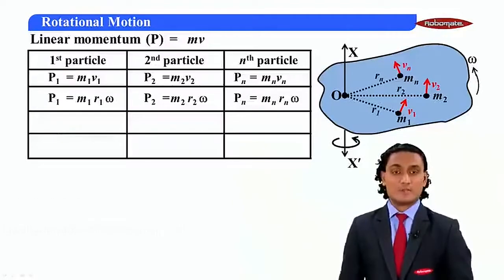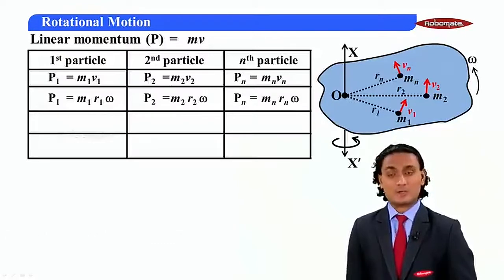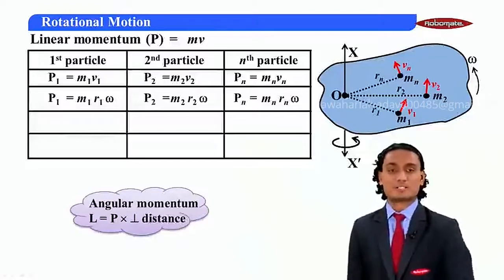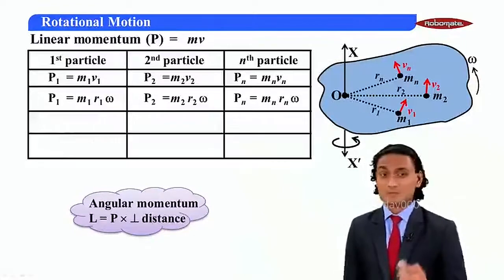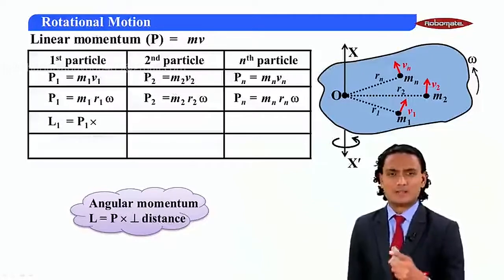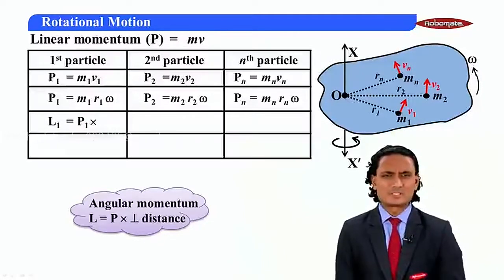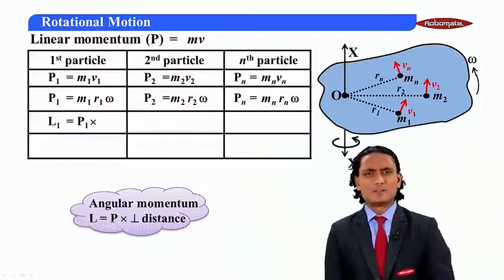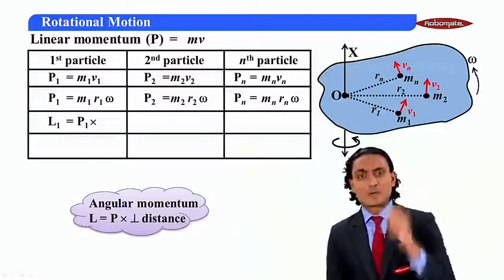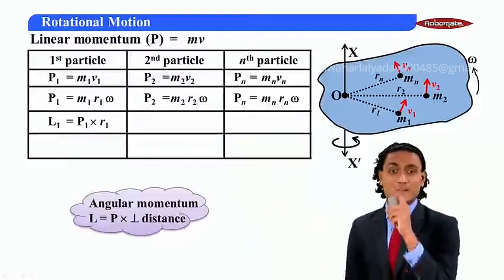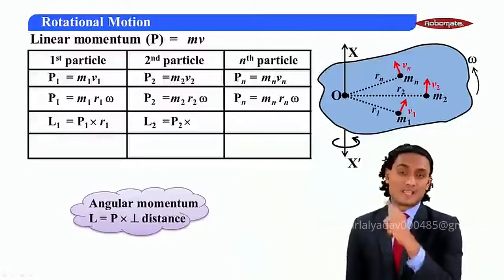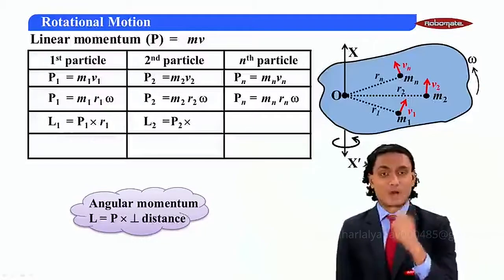Now students, we all know the formula for angular momentum. Oh yes, angular momentum is linear momentum into perpendicular distance. So the angular momentum of the first particle can be written as L1 equals P1 into perpendicular distance. Now, you see the first particle. What is the perpendicular distance of the first particle? There you go, it is r1. Now remember students, the perpendicular distance is always measured from the axis of rotation. So we can say L1 is equal to P1 into r1.